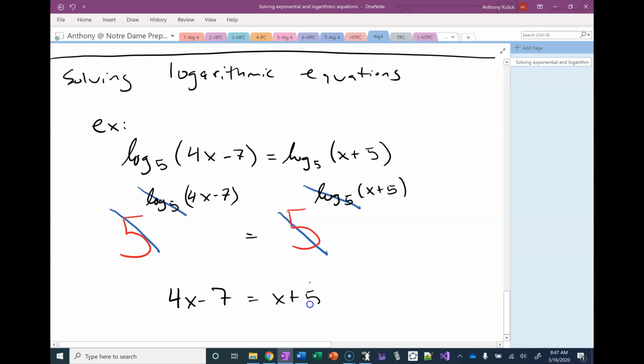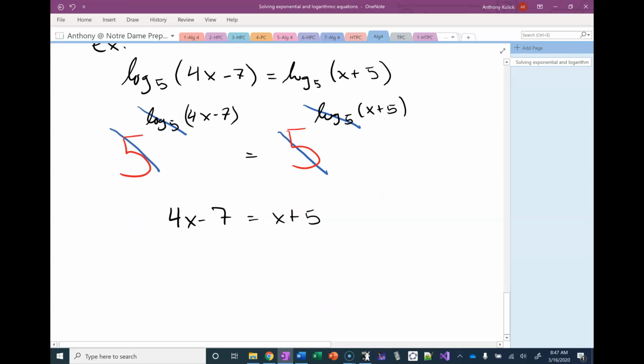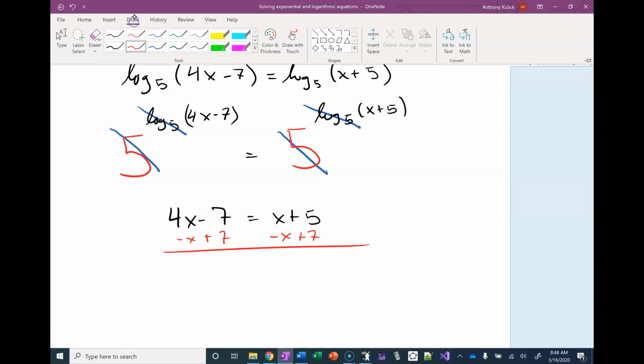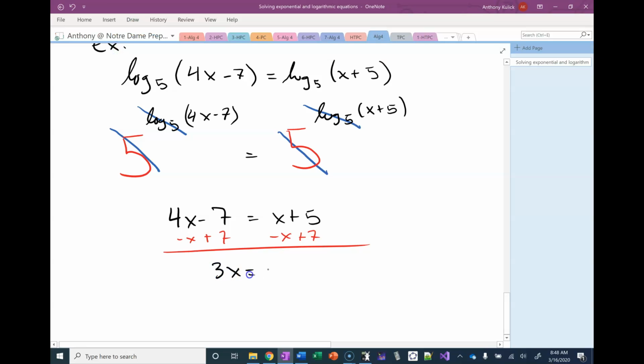And where we're left at is just that 4x minus 7 is equal to x plus 5. And from here, things are pretty easy. I'll start by subtracting x from both sides and adding 7 to both sides, giving me 3x equals 12. And when I divide both sides by 3, I get 4. However, I'm not done. So for all logarithmic equations, I still need to check.